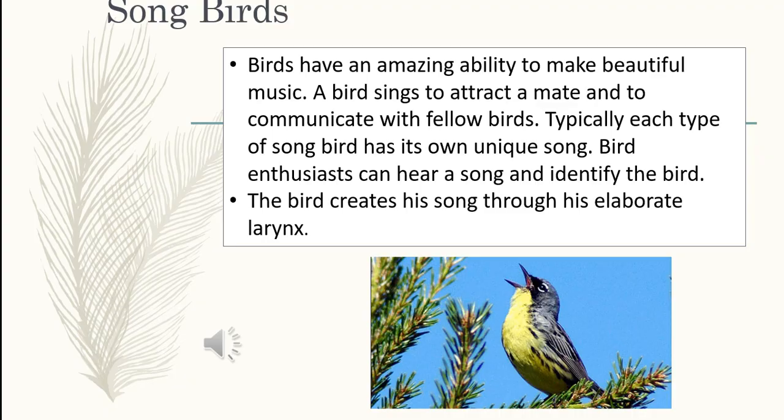All right, songbirds. A lot of birds make noise, but the songbirds are the little ones you hear outside in the springtime, all beautiful and everything. They have this incredible ability to make beautiful music. They use it for attracting mates. They communicate with fellow birds. Every songbird has its own unique song. The bird is creating it through its elaborate larynx. So larynx is a voice box. I'm using my voice box right now speaking to you.